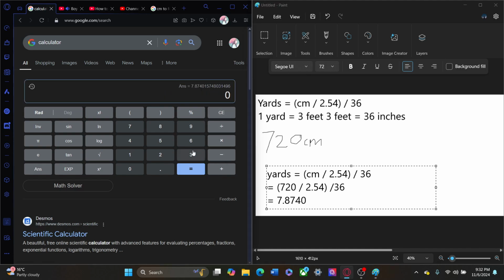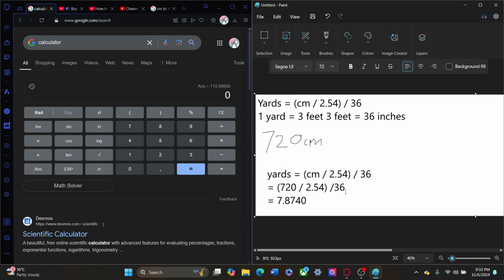Now to check this, what we can do is 7.8740 times 2.54, okay, times 36. Almost there. If we had the one there, it would probably be closer. But just so it is, that is what it is, right? So now that we know what our calculations are going to be, we can start going on to questions.